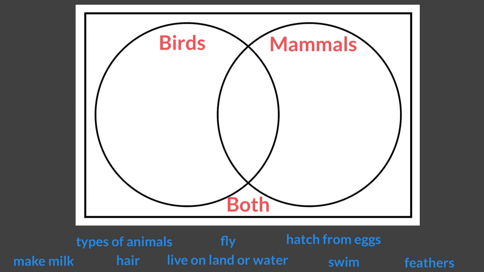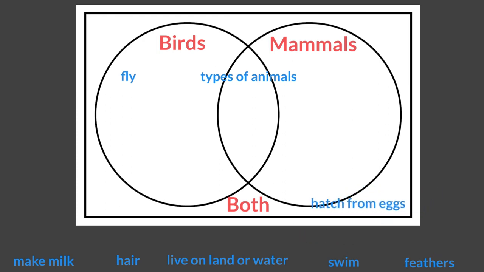Let's get started. First, we have types of animals. Where should I put that detail? Birds, mammals, or both? If you said both, you got it. Birds and mammals are both types of animals. Let's look at our next detail. It says fly. Where should I put that detail? Which animal group flies? If you said birds, you got it. Birds fly.